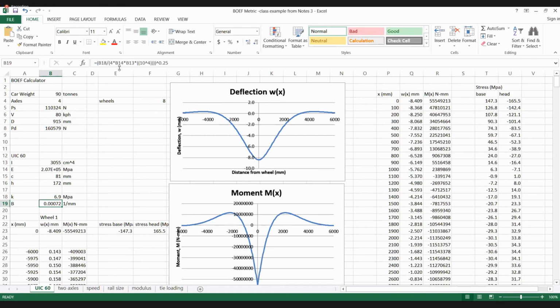So there's my beta. K divided by 4 times E times I times 10 to the 4th, because I have to convert from centimeters to millimeters. Sorry, E is in the correct unit. I has to be converted from centimeters to millimeters. That's why there's a 10 to the 4th there. Everything now is in millimeters. And so my beta is equal to 0.00072 per millimeter. Any questions? Anybody understand or have any questions about what I just did to calculate beta?